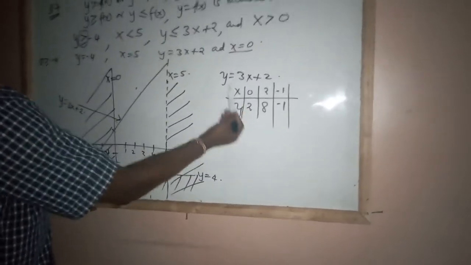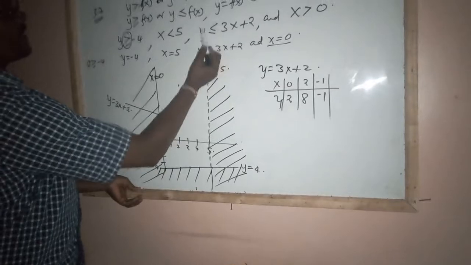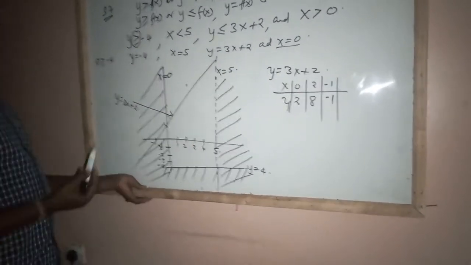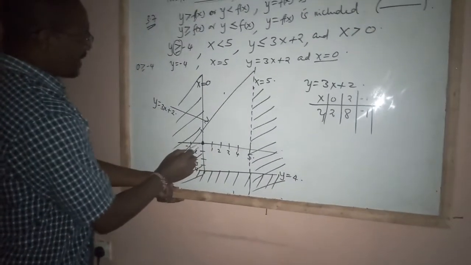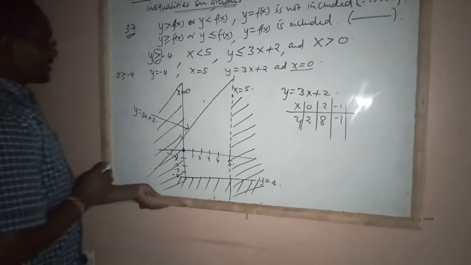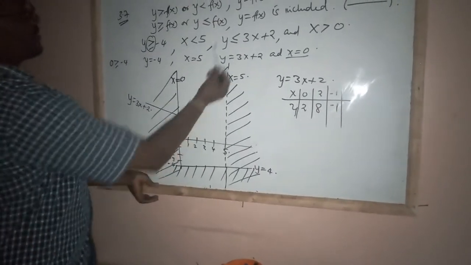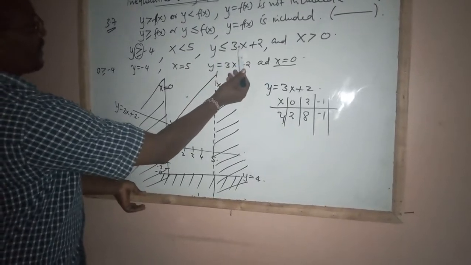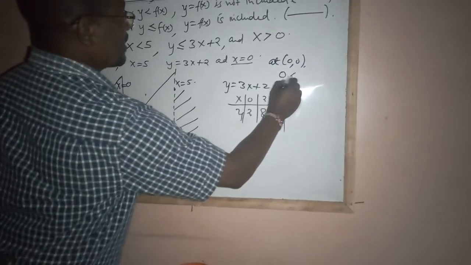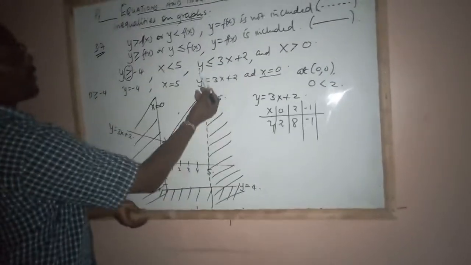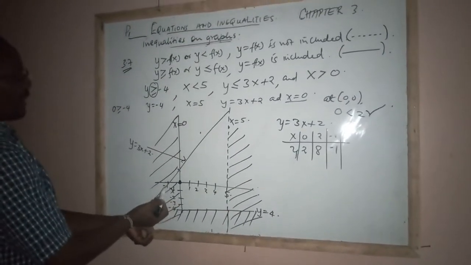Now, at that point, we need to examine points above the line and below the line. Remember, we need the values of y which are less than 3x plus 2. We can go to point 0, 0, the origin. At this particular point, y is 0 and x is also 0. So let us see whether it makes sense. 0 is less than 0 plus 2. So at 0, 0, 0 is less than 2. Does it make sense? Of course it does. So that could be our wanted region.